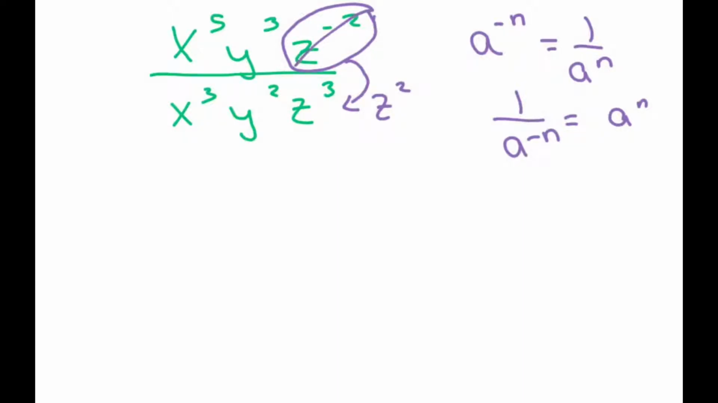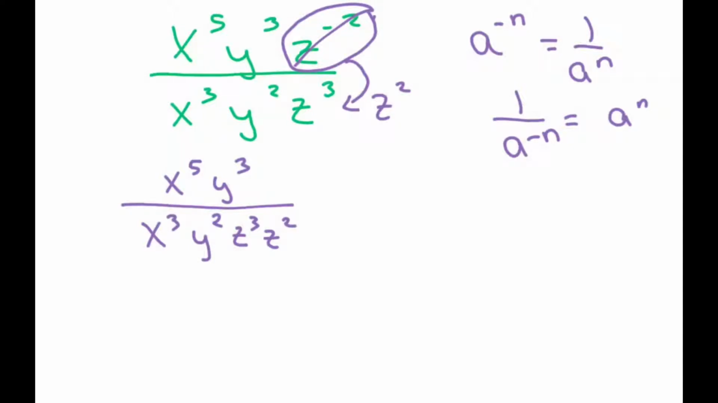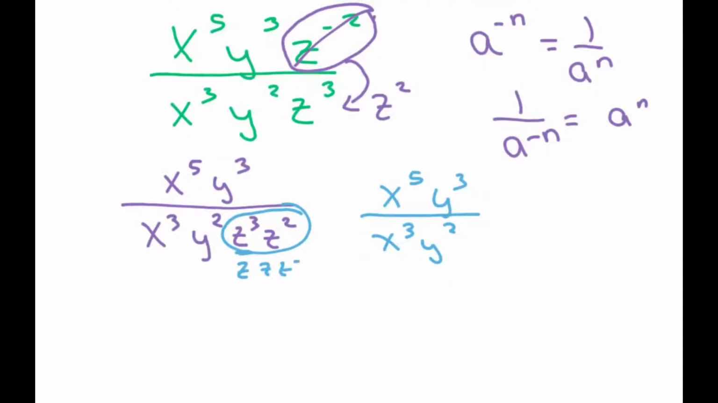So when I do that, that's going to go away, and we have x to the fifth y cubed divided by x cubed y squared z cubed and z squared. Now I'm going to go ahead and take care of these two right here. We have 3 z's here. This is like saying z times z times z. Then we have 2 more z times z. So we have a total of 5 z's.